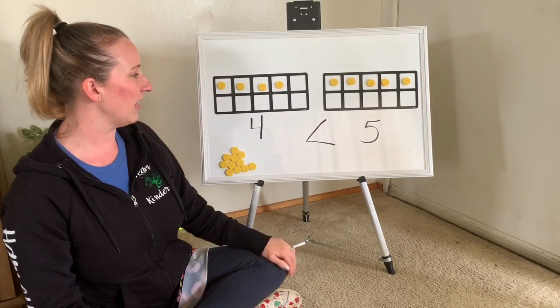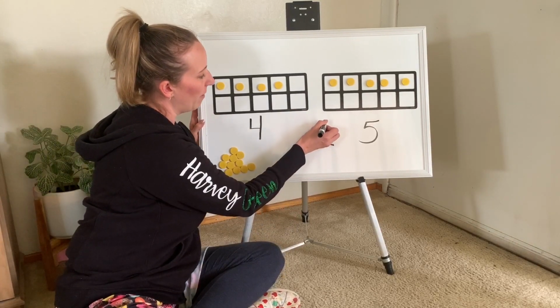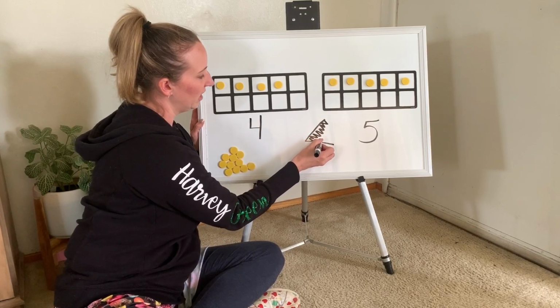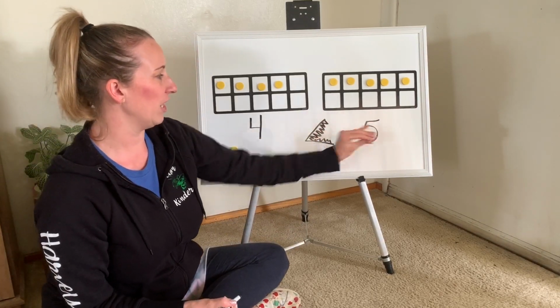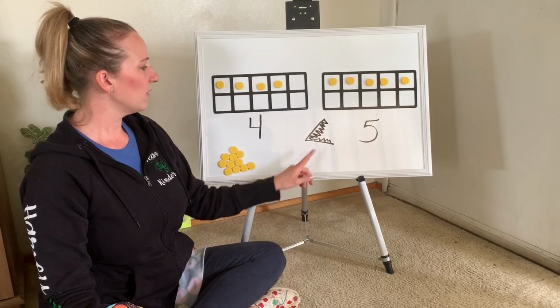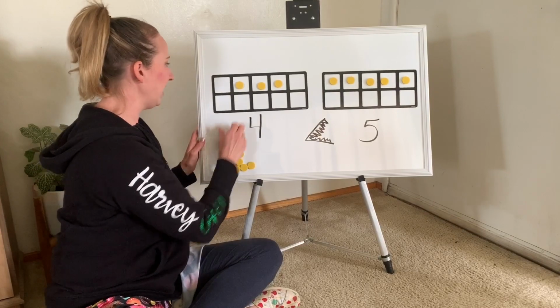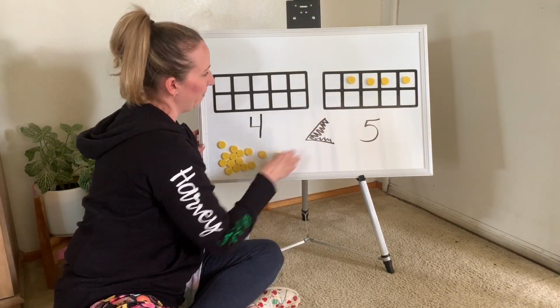So that's my greater than sign. Remember, the opening is facing the bigger number. Remember I showed you the crocodile mouth? I'm drawing giant teeth. Okay, so it's going to want to eat the bigger number. So this means 5 is greater than 4. All right, let's try again with some different numbers.